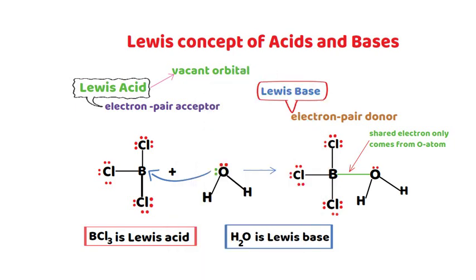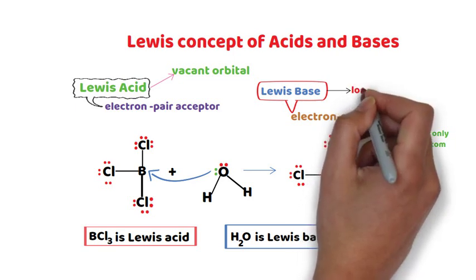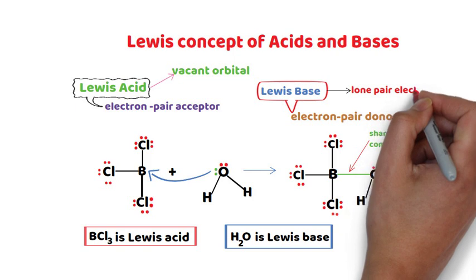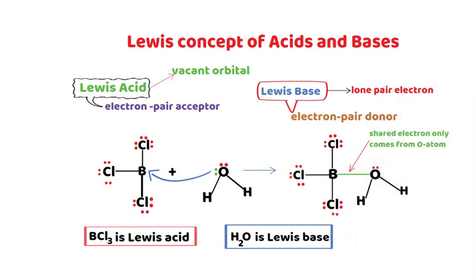A substance to be a Lewis acid must contain at least 1 vacant or empty orbital. But a substance to be a Lewis base must contain at least 1 lone pair of electrons.